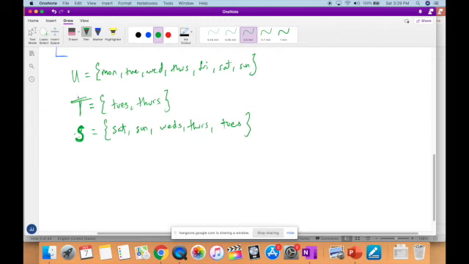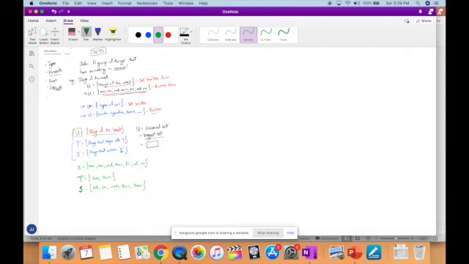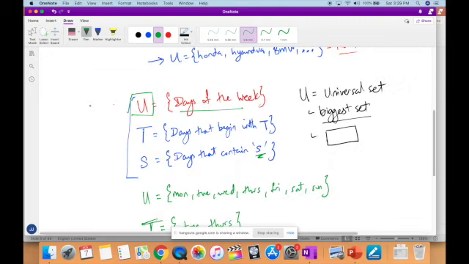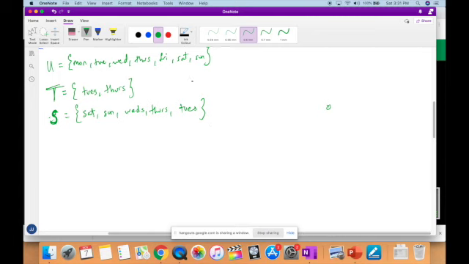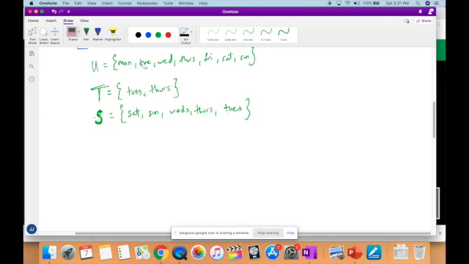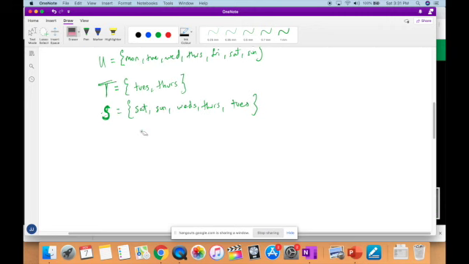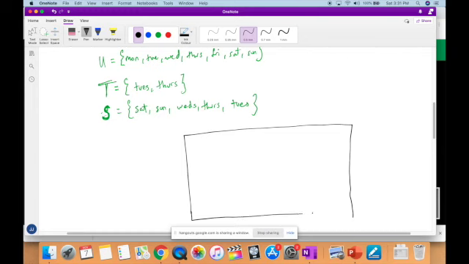So the thing is, we could represent this information. I could actually draw something called a Venn diagram to represent all of this information. So in the Venn diagram, remember, U is the biggest set that we're dealing with. That set has all of our elements in it.